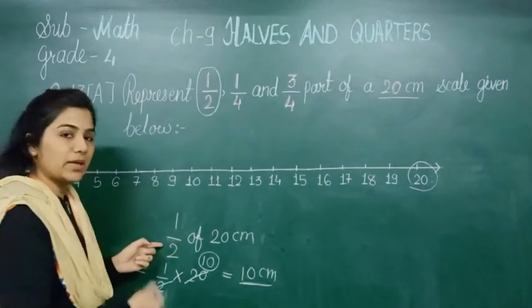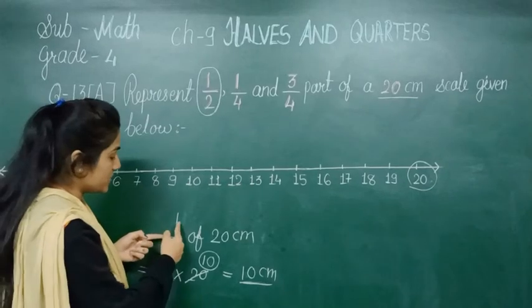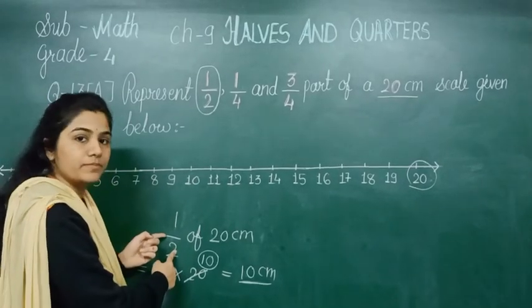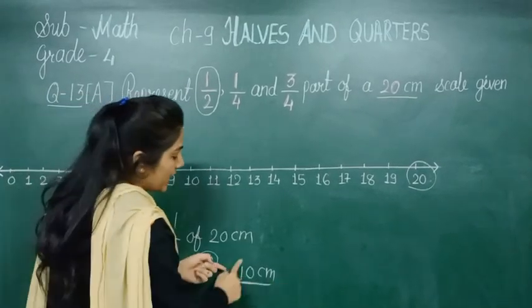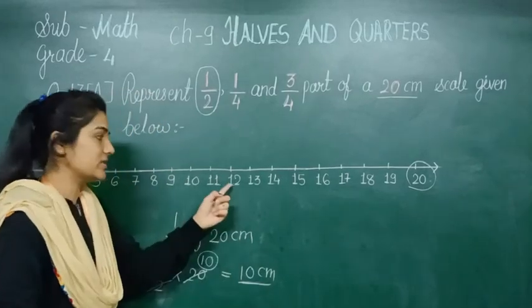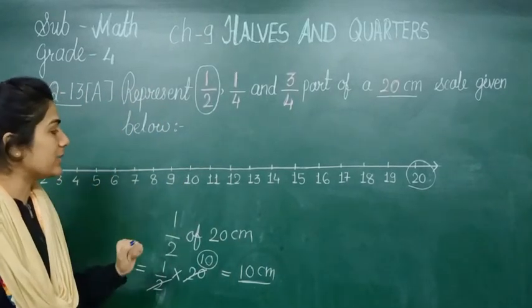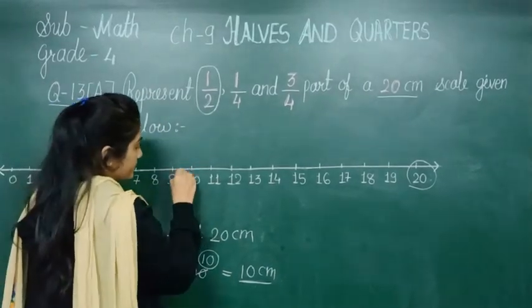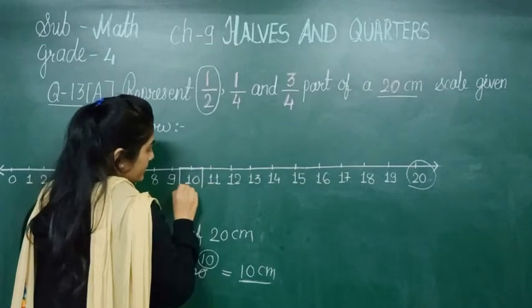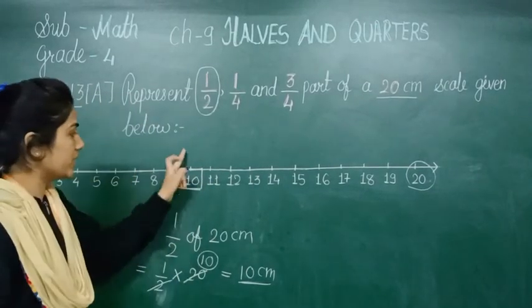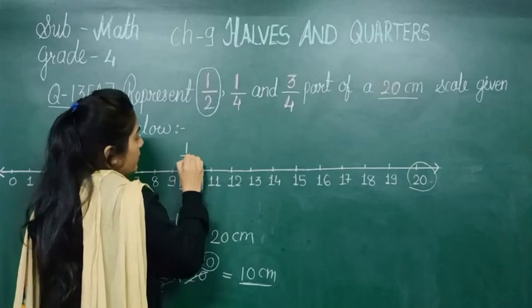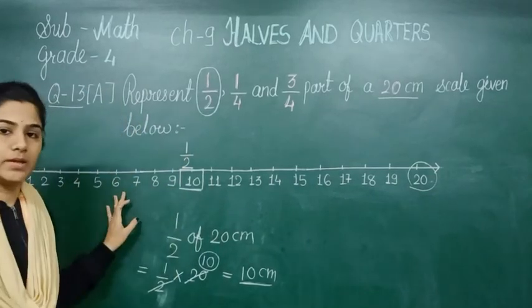So we can say that 1 upon 2 part we can show at 10 centimeters on the scale. So where is 10 centimeters written? Here. So we can show 1 upon 2 here, right?